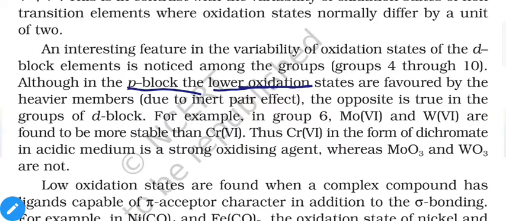And as we can see, for example Mo and W, molybdenum and tungsten, they can show very high oxidation states and they are stable. And here chromium +6 is also mentioned, but chromium +6 is comparatively less stable than the other two. That means heavier elements are more stable. Thus, chromium +6 in the form of dichromate in acidic medium is a stronger oxidizing agent, whereas MoO3 and WO3 are not. Oxidation nature depends on self-reduction.